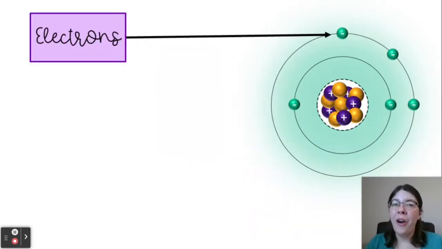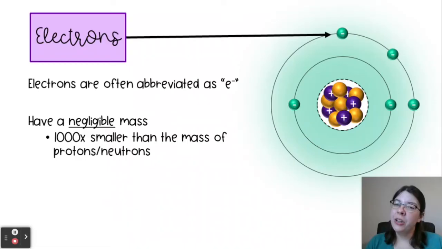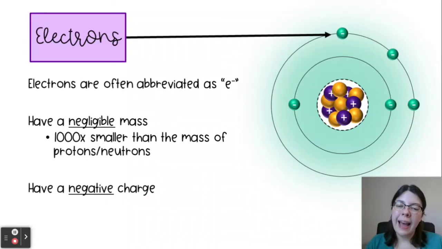So electrons are found in the electron cloud, and they have a negative charge. They have a little bit different abbreviation: we write e with their charge, so it's e minus. Electrons have negligible mass, meaning it is so small it's practically zero, so we can get away with ignoring it. In fact, the mass of an electron is about 1,000 times smaller than the mass of a proton or a neutron. And electrons have a negative charge.